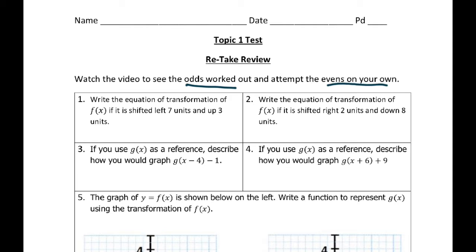So an equation where f of x is shifted left 7 units and up 3 units. So remember, left and right is inside our parenthesis. So this will be f, and it's opposite on the inside. So x plus 7. Up 3 would be on the outside, so a plus 3 on the outside.